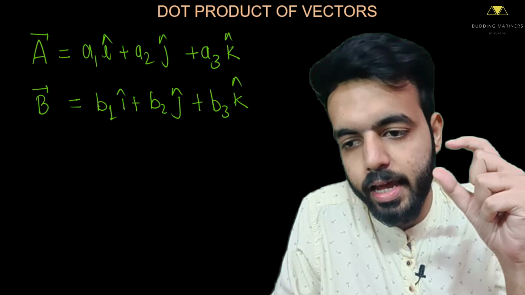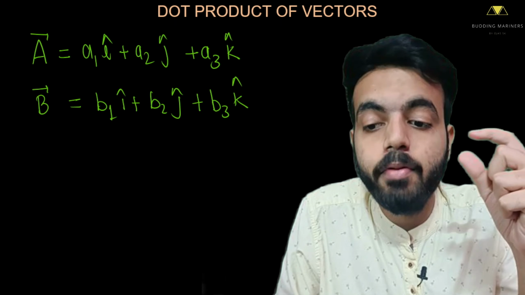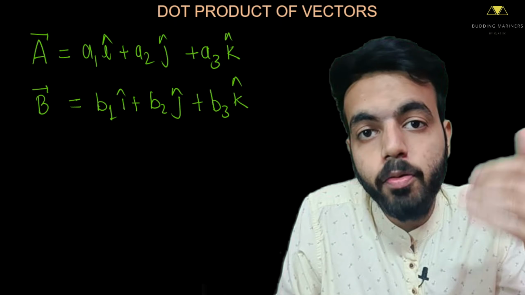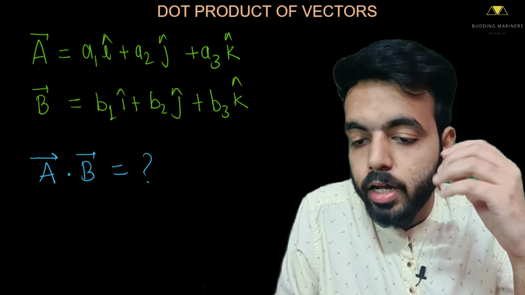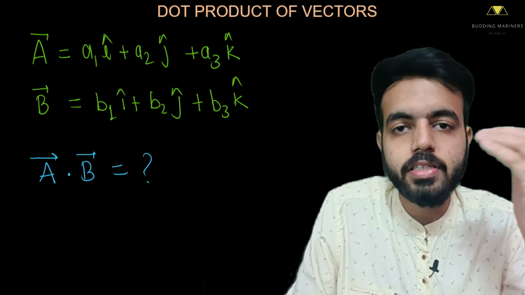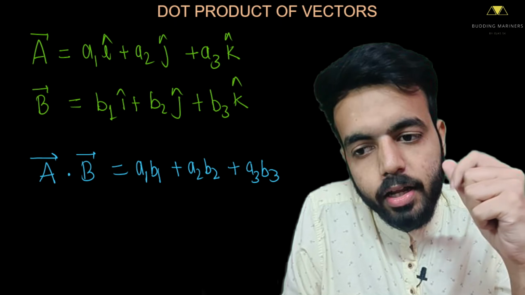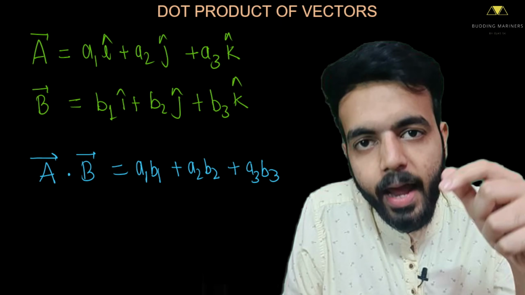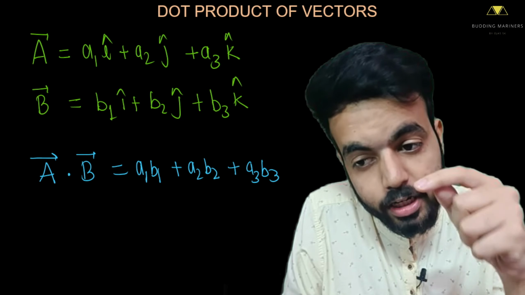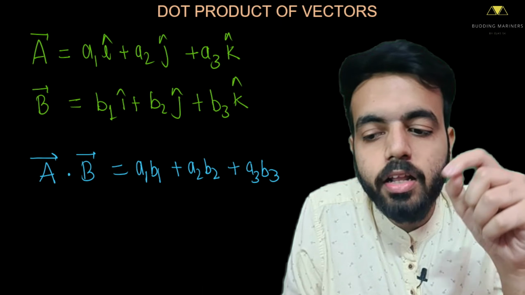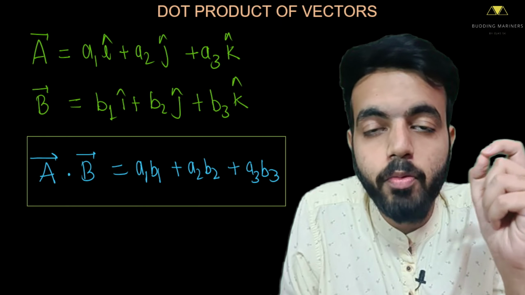Now suppose we have two vectors in component form. So vector A is A1 i cap, A2 j cap, A3 k cap. Vector B is B1 i cap, B2 j cap and B3 k cap. The angle between them is not given. So how do we calculate the scalar product? That is a very simple way to do that. Just multiply the i components together, the j components together, the k components together, and then add them all. So A1 B1 plus A2 B2 plus A3 B3, and this is how we calculate the dot product when two vectors are given and the angle between them is not given.